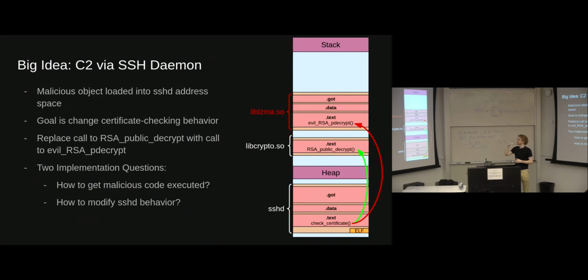And then the second question is, assuming we can get our code executed, the code that we've stored in the shared object, how do we actually do this function call hijacking? And I'll start with that second question.